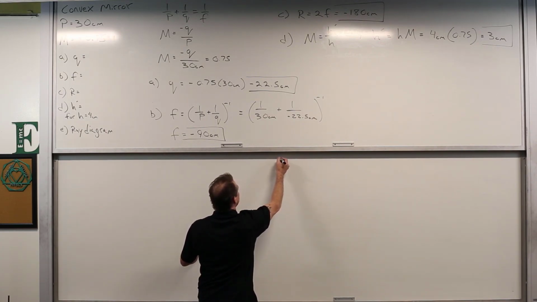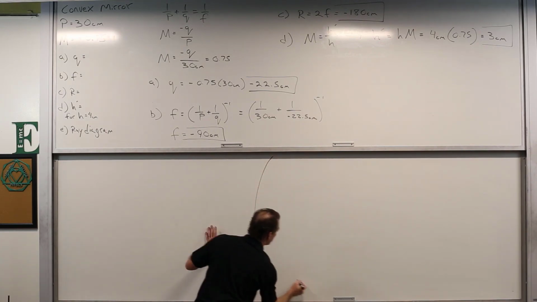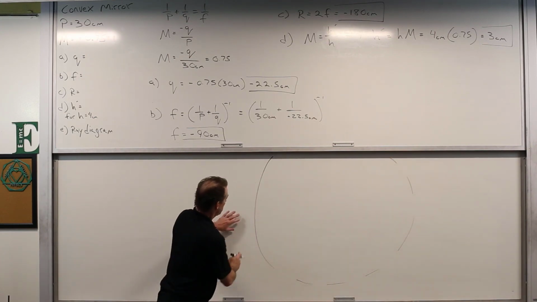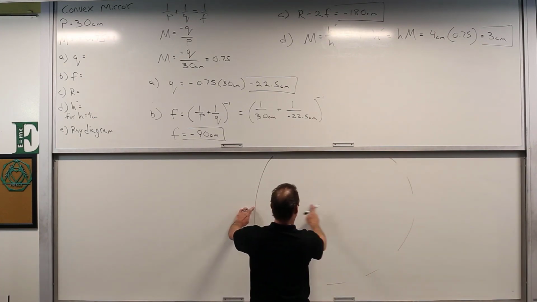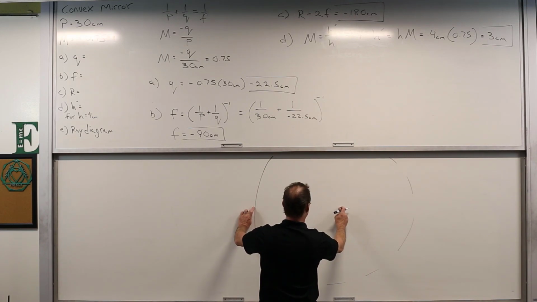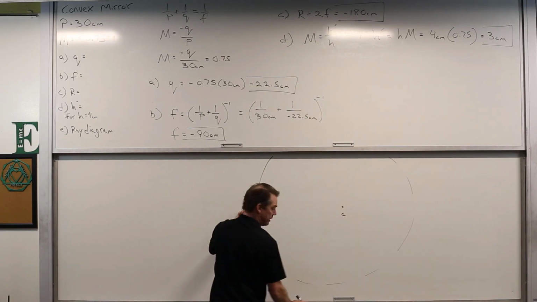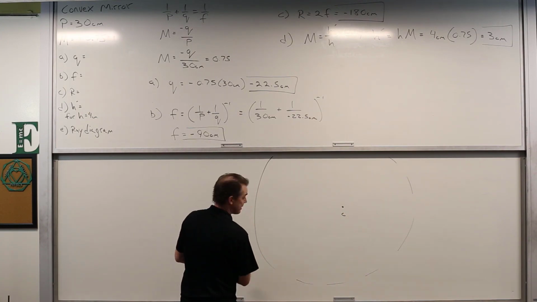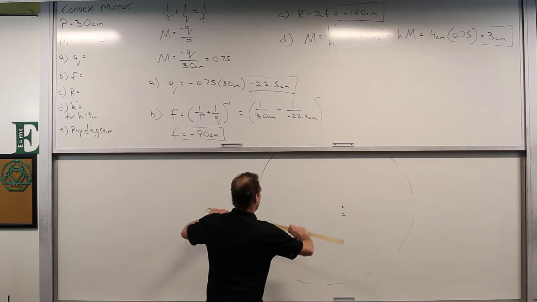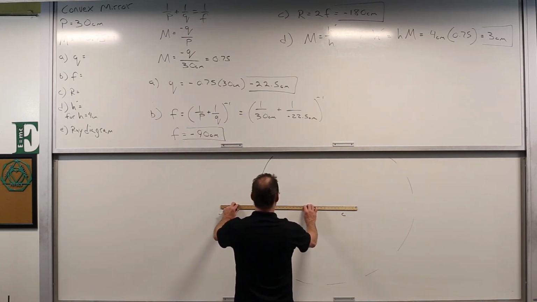All right, so let's do this. We've got some sort of circle here. Let's say that the center is about right here. Why not? So there's our center of curvature. That's going to be 180 centimeters away. It's going to be a crazy scale. That's okay.